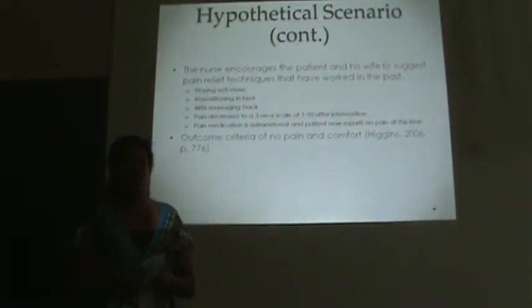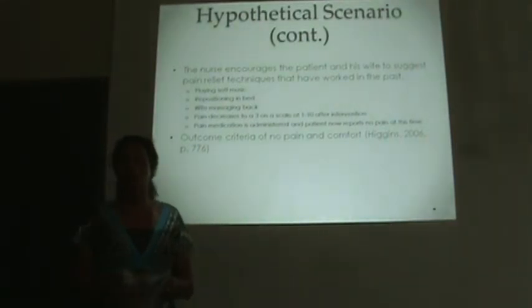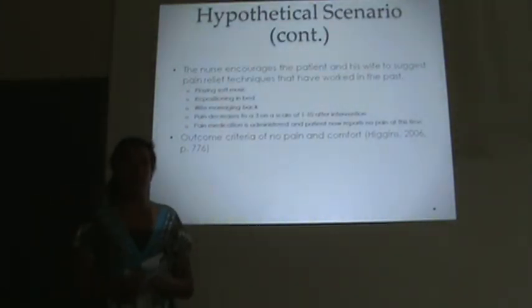So they suggest playing soft music, repositioning him in bed, maybe putting some more pillows in the bed. Mr. Hamilton asks his wife if she could massage his back for him. And after making these interventions, the pain has decreased to a 3. And then the nurse decides to go ahead and give him some pain medication, because we want to reach the goal of being at a level of 0, experiencing no pain. After the medicine takes effect, he does reach the outcome criteria of experiencing no pain.